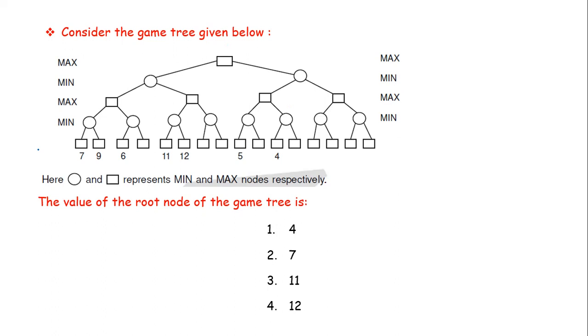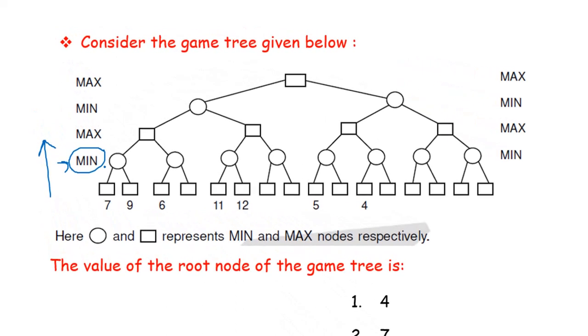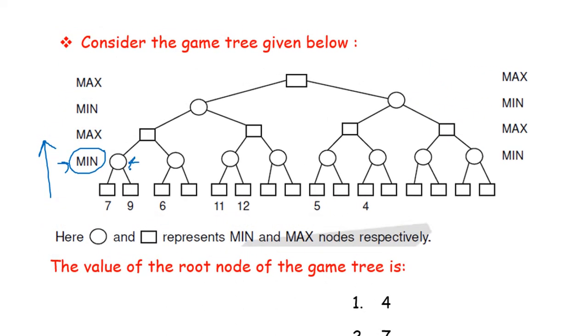To solve this question, we will use the bottom-up approach. We will start from the last internal level. Now here you can see this is the min level. What does this mean? For this node, we will consider both its children and take the value which is minimum. Why is it so? Because this level is trying to minimize the value. So the minimum of 7 and 9 will be 7. So here it will come as 7.